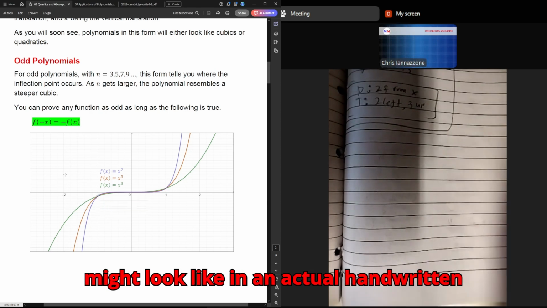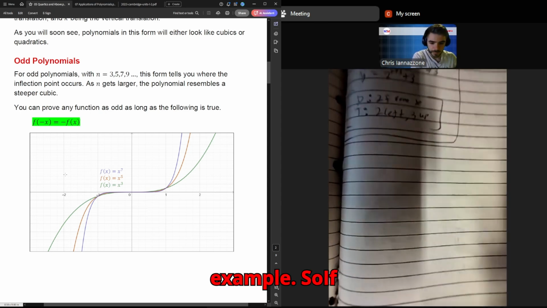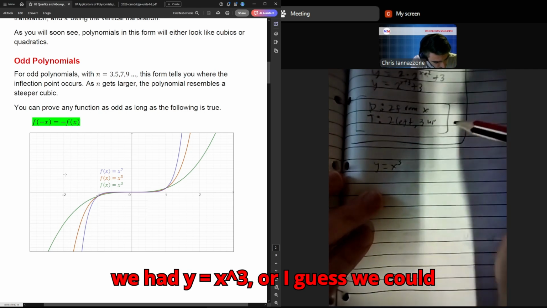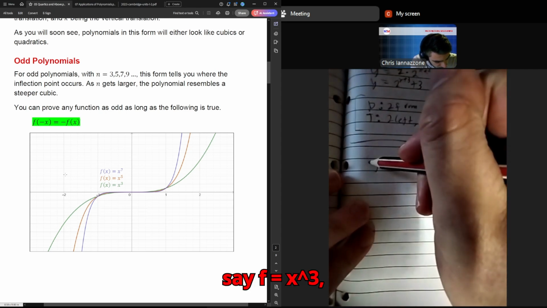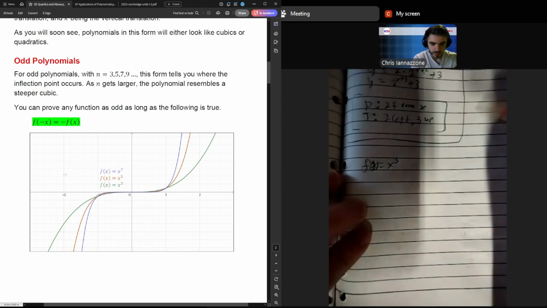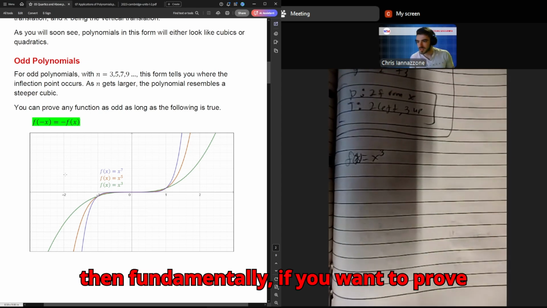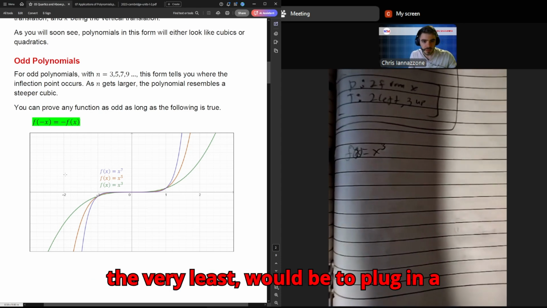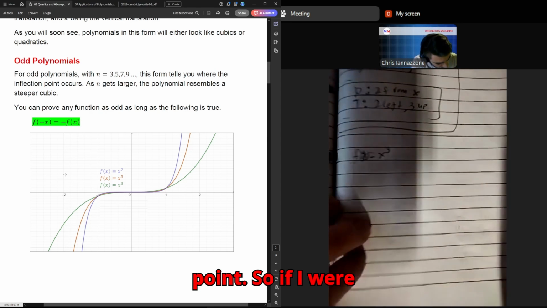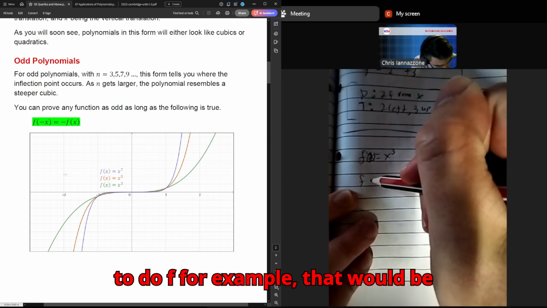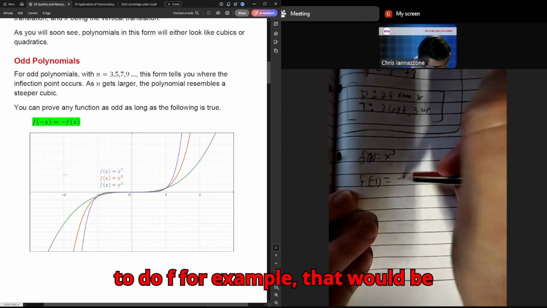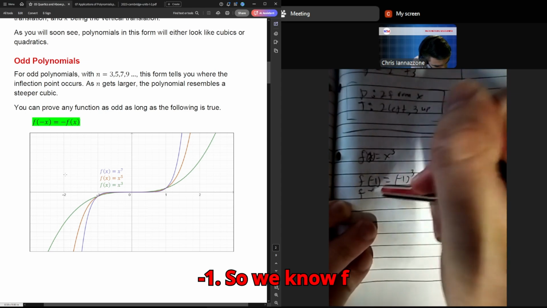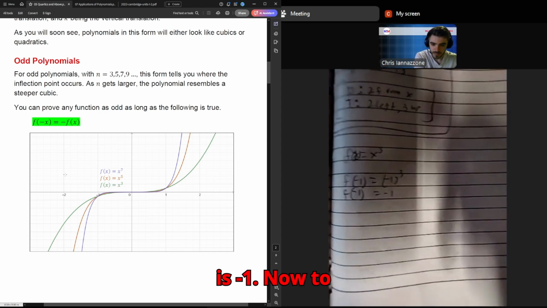Now, we'll have a look at what that might look like in an actual handwritten example. So if we had y equals x cubed, or I guess we could say f of x equals x cubed, then fundamentally if you want to prove f of negative x equals negative f of x, then one thing you might start with at the very least would be to plug in a point. So if I were to do f of negative 1, for example, that would be negative 1 cubed, which would be negative 1. So we know f of negative 1 is negative 1.